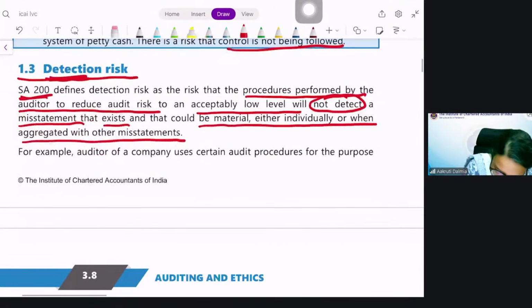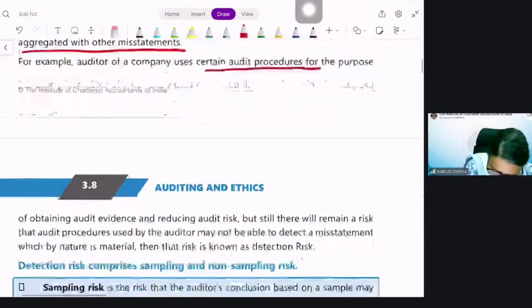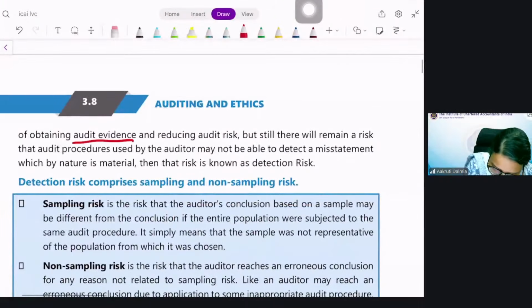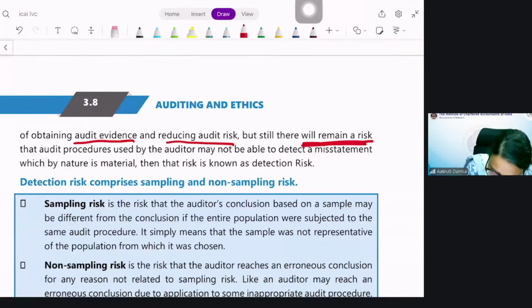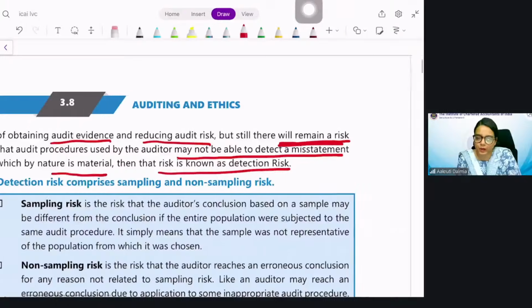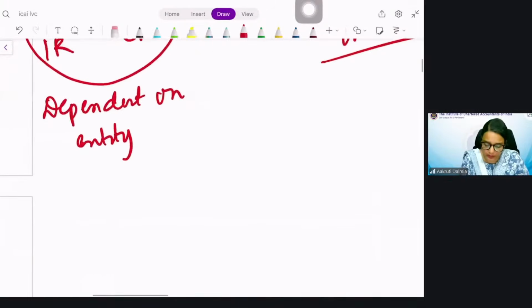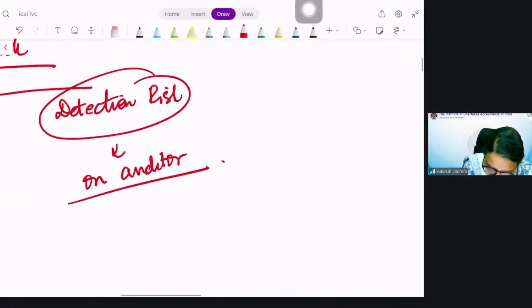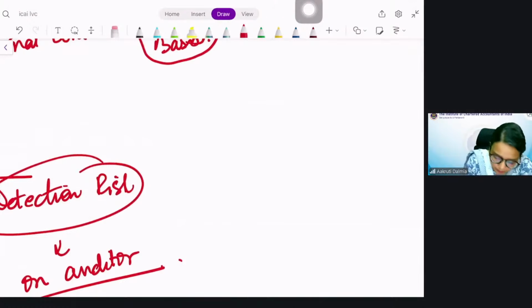So, the auditor of a company uses certain procedures for the purpose of obtaining audit evidence and to reduce audit risk. But still, there will always remain a risk that audit procedures used by the auditor may not be able to detect a misstatement whose nature is material, and that risk is known as detection risk. Is that clear? Now, why does detection risk happen?